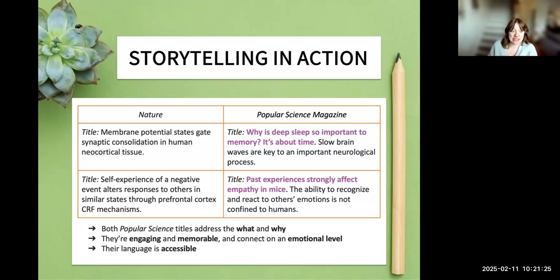And so the second example does the exact same thing. "Self-experience of a negative event alters responses to others in similar states through prefrontal cortex CRF mechanisms." So I understood none of that. But then in the Popular Science article, it becomes "Past experiences strongly affect empathy in mice. The ability to recognize and react to others' emotions is not confined to humans." And so suddenly the topic is fascinating. I want to learn more about it. So I think these are two really great examples of, again, your audience. One is not better than the other. It's really about who's reading it and who you are targeting.